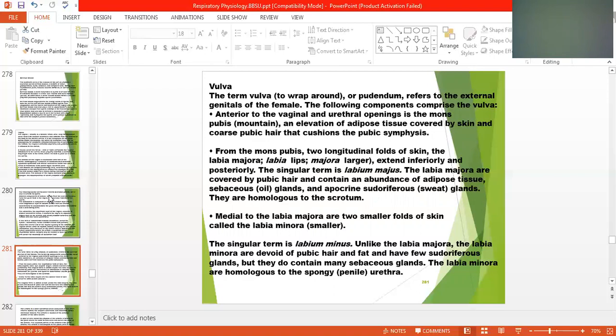Medial to the labia majora are two smaller folds of skin called the labia minora, smaller lips. The singular term is labium minus. Unlike the labia majora, the labia minora are devoid of pubic hair and fat, have few sudoriferous glands, but do contain many sebaceous glands. The labia minora are homologous to the spongy urethra.